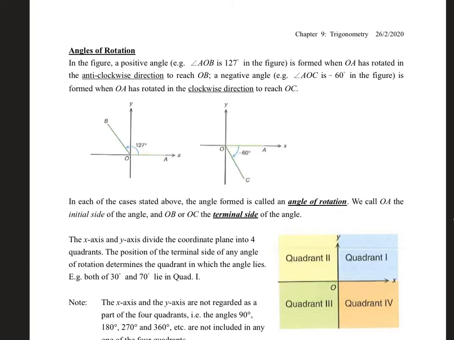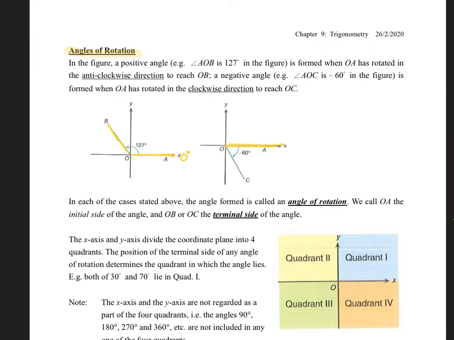Okay, here comes our new understanding of trigonometry in linear form. First of all, we have a new term called angle of rotation. Every time we talk about angle of rotation, we start measuring an angle from the positive x-axis. It will be treated as 0 degree. And then next, we have another side called OB, which is called the terminal side.